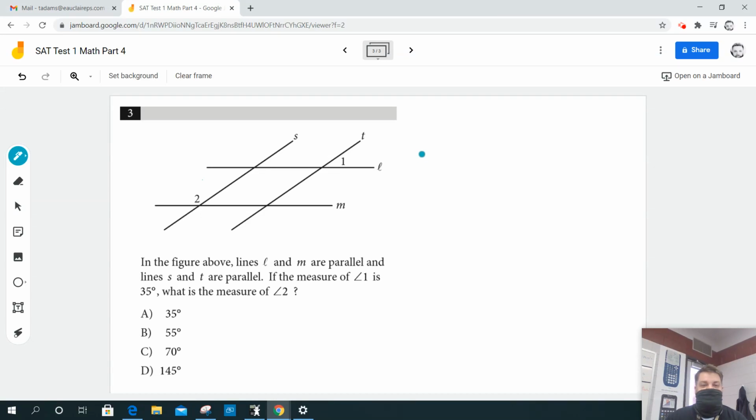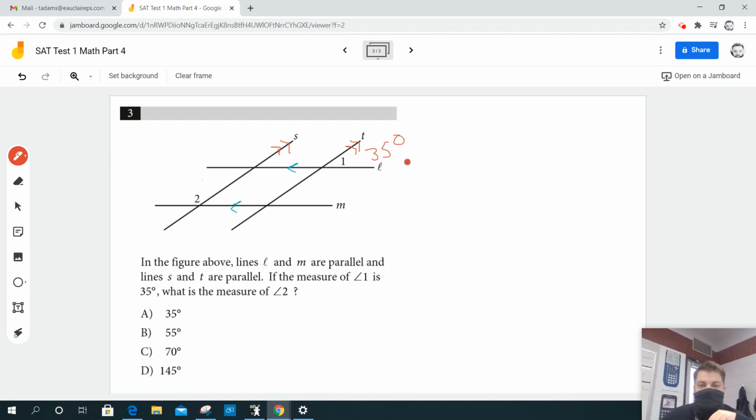All right, so let's look at this problem. It says in the figure, the lines L and M are parallel lines, and the parallel lines S and T are parallel. So in other words, this is parallel to this, right? And then these lines are parallel to these, right? So then it says if the measure of angle 1 is 35 degrees, what's the measure of angle 2?